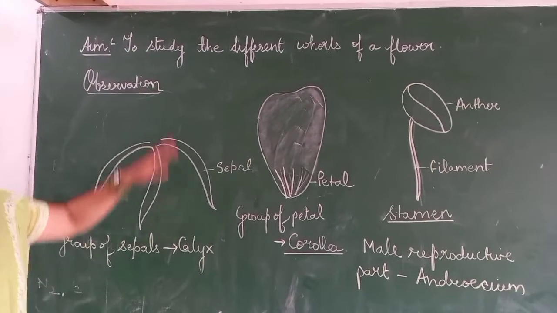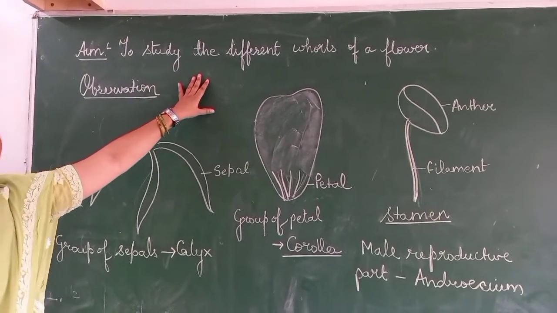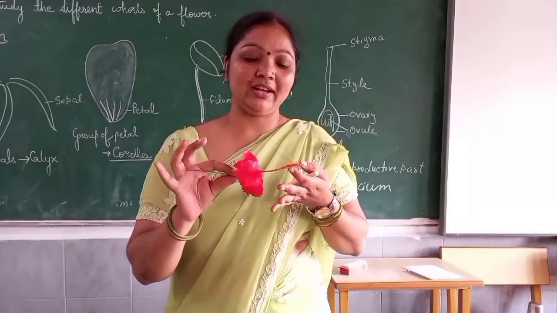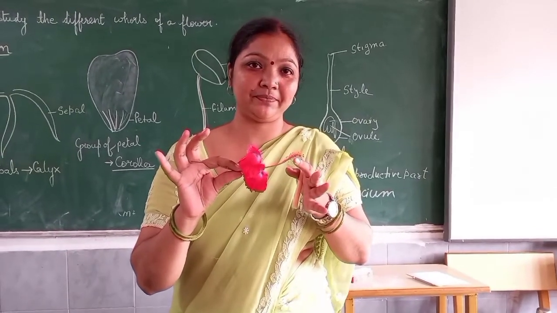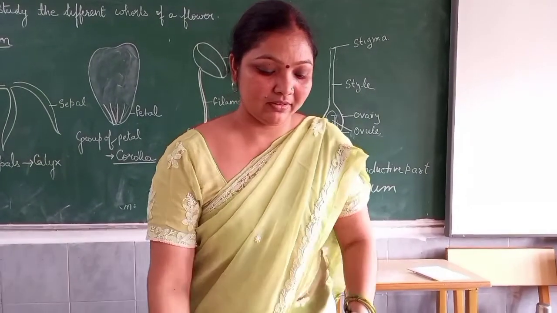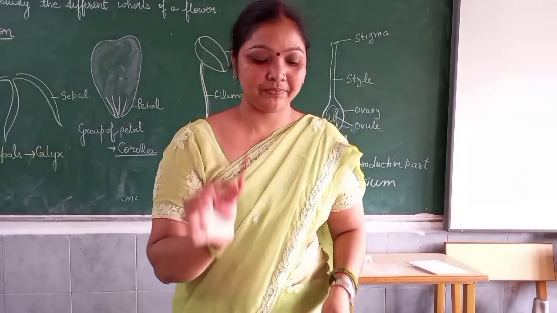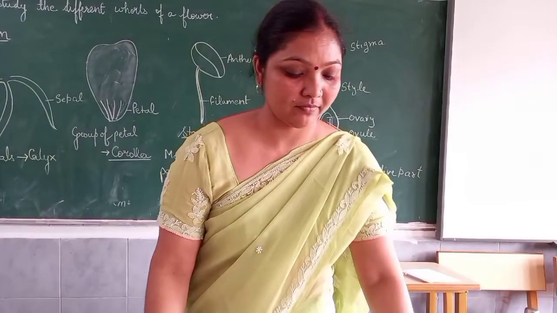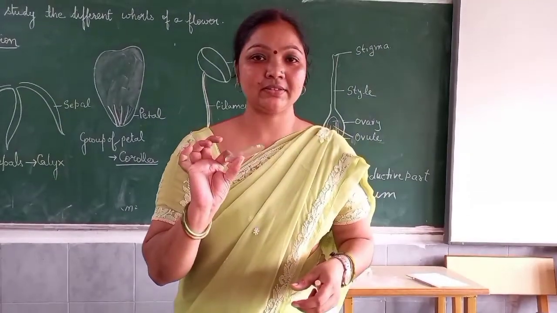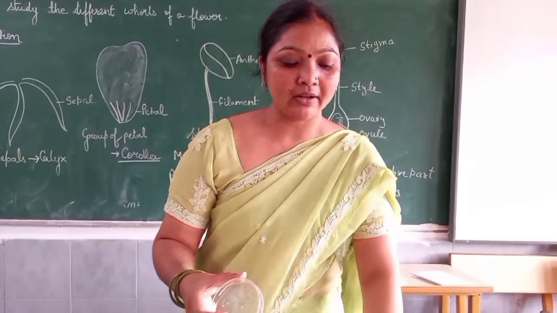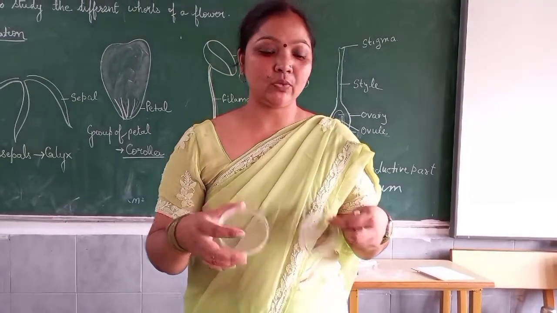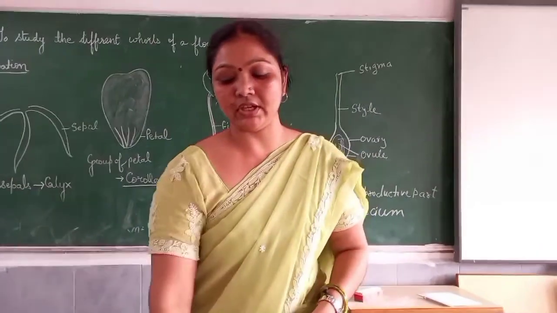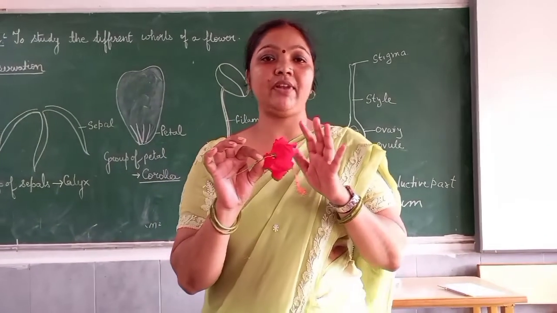To study the different whorls of the flower, the materials required are: I have taken a hibiscus flower. Then we need a needle, forceps, watch glass, and a petri plate. These are the requirements needed for the dissection of this hibiscus flower.